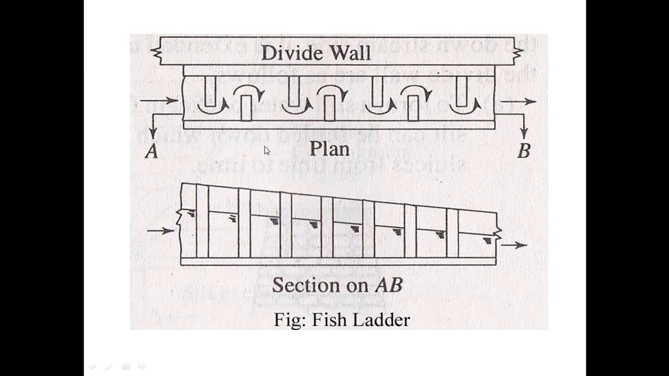This is the figure of a fish ladder. Water comes from this direction. This wall is known as a baffle wall. When the water hits this baffle wall, its velocity decreases and it moves in this direction. Again, when it hits the baffle wall, the energy or velocity of water is decreased, and in this manner the velocity is decreased to 3 to 3.5 meters per second, so that fish easily move from one side to another.